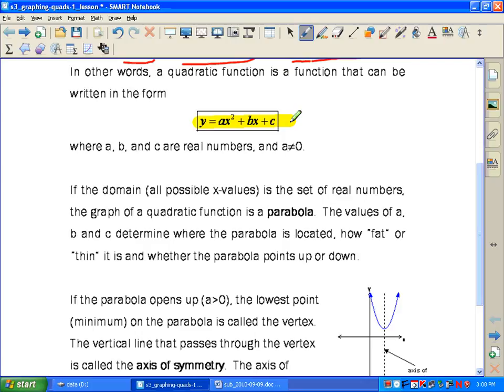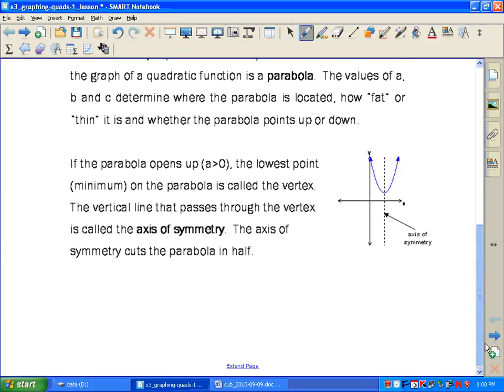If the domain, which is all possible x values, is the set of real numbers, the graph of a quadratic function is a parabola. The values of a, b, and c determine where the parabola is located, how fat or thin it is, and whether it points up or down. If the parabola opens up, that happens when a is greater than 0 or positive, the lowest point is what we call the minimum, and it's called the vertex. So this would be the vertex on this parabola, because that's the lowest point on the parabola.